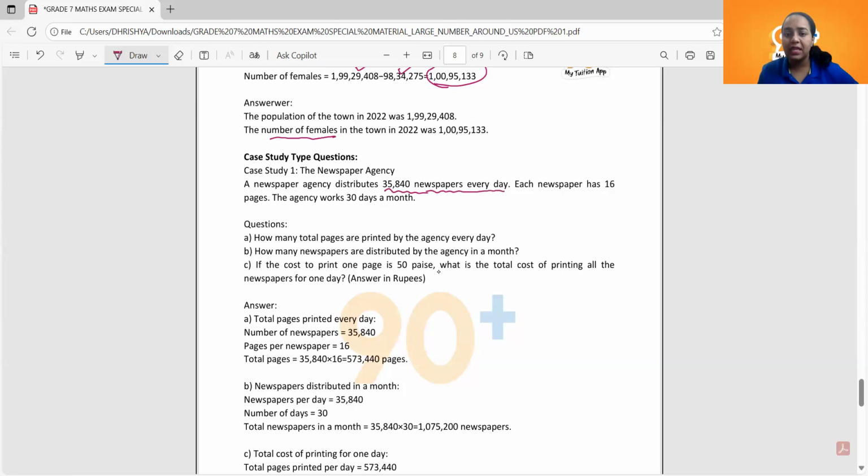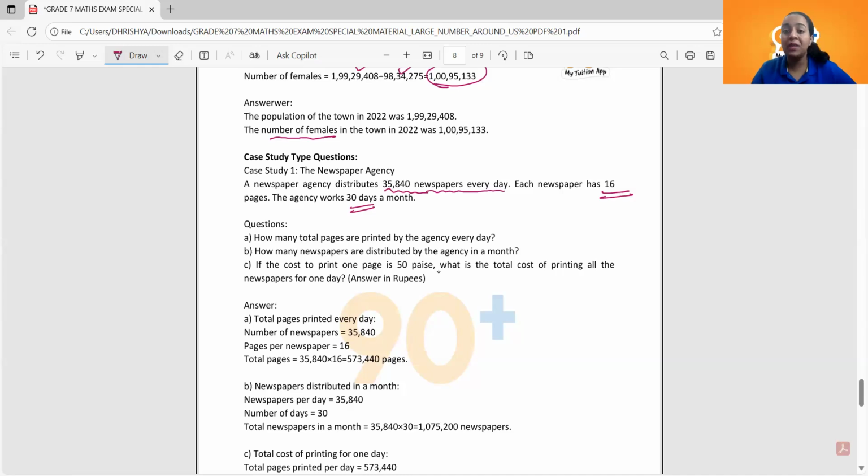Each newspaper has 16 pages. The agency is working 30 days a month. So this many newspapers every day the agency is selling, each newspaper has 16 pages, and the agency works 30 days a month. How many total pages are printed by the agency every day? That's the first question.